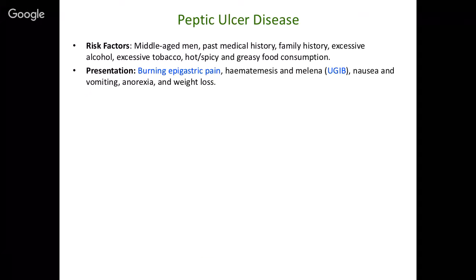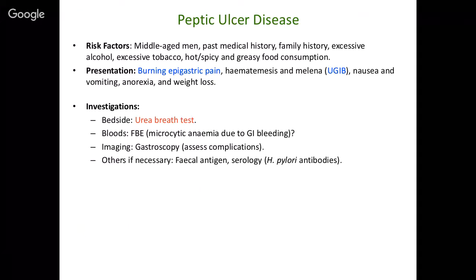Presentation: burning epigastric pain. Often the word burning is quite specific to gastrointestinal things, but also peptic ulcer disease. Hematemesis and melena, which we'll talk a little bit about later, and a few others. In terms of investigation, an easy one to do at the bedside is a urea breath test for H. pylori infection. The reason they do that is it's based on the Helicobacter pylori's ability to convert urea and ammonia to carbon dioxide. So the patient swallows some radioactively labeled urea.